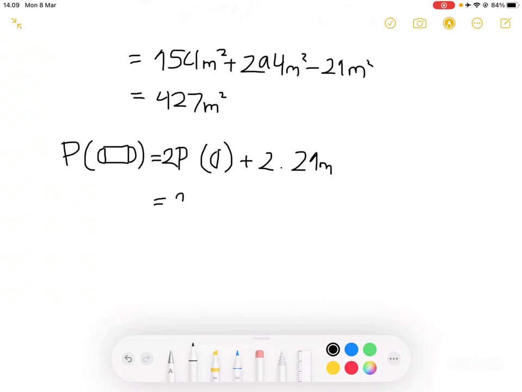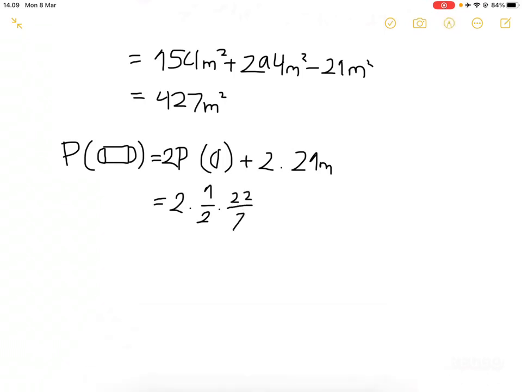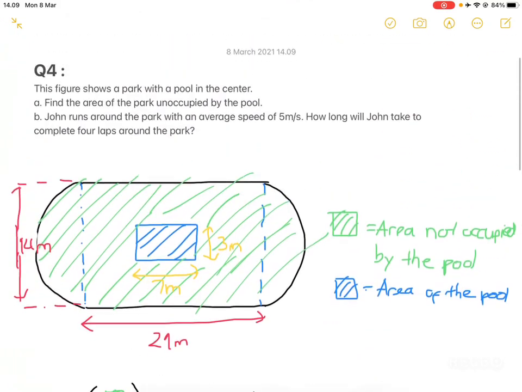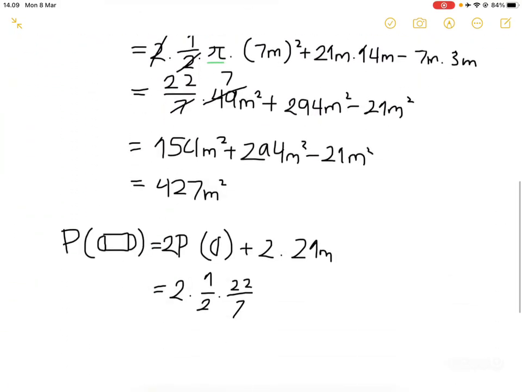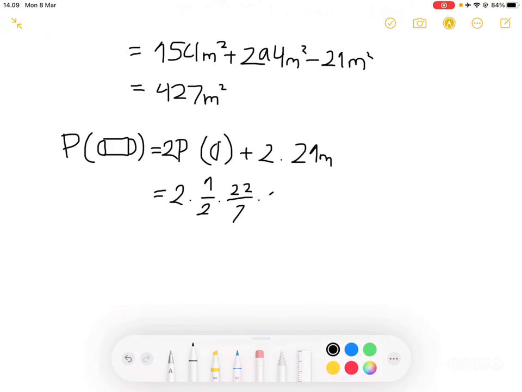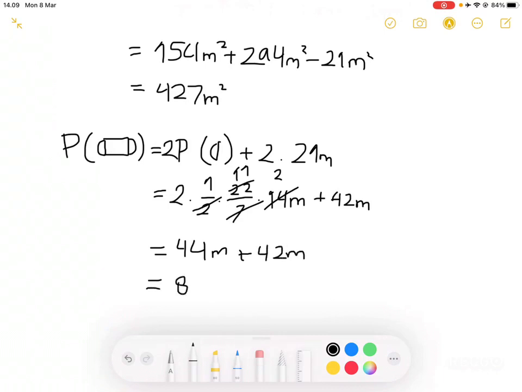So from here we have 2 times a half times, we just use 22 over 7 yet again, since the diameter and the radius are both divisible by 7. The diameter right here will be 14 meters, and this will be 42 meters. So that this will cancel, this and this will cancel, leaving us with 44 meters plus 42 meters, which is 86 meters.